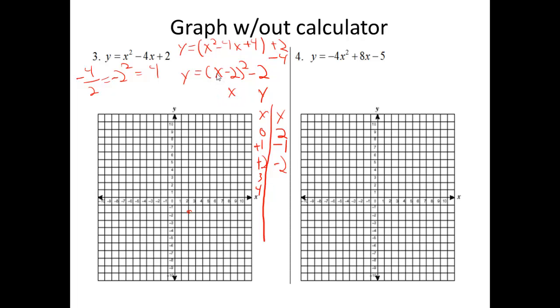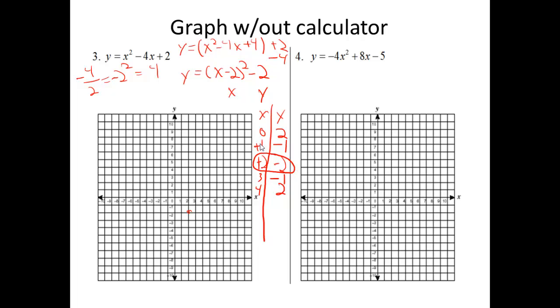3, we have 3 minus 2 is 1. 1 squared is still 1. Minus 2 is a negative 1 again. And plugging in the 4, 4 minus 2 is 2. 2 squared is 4. 4 minus 2 is 2. Again, we can always see that symmetry about our vertex.